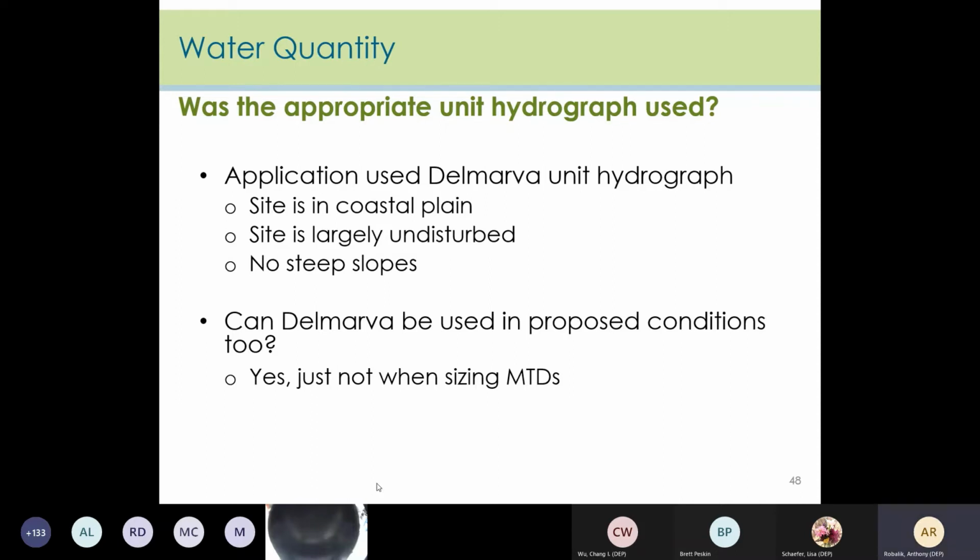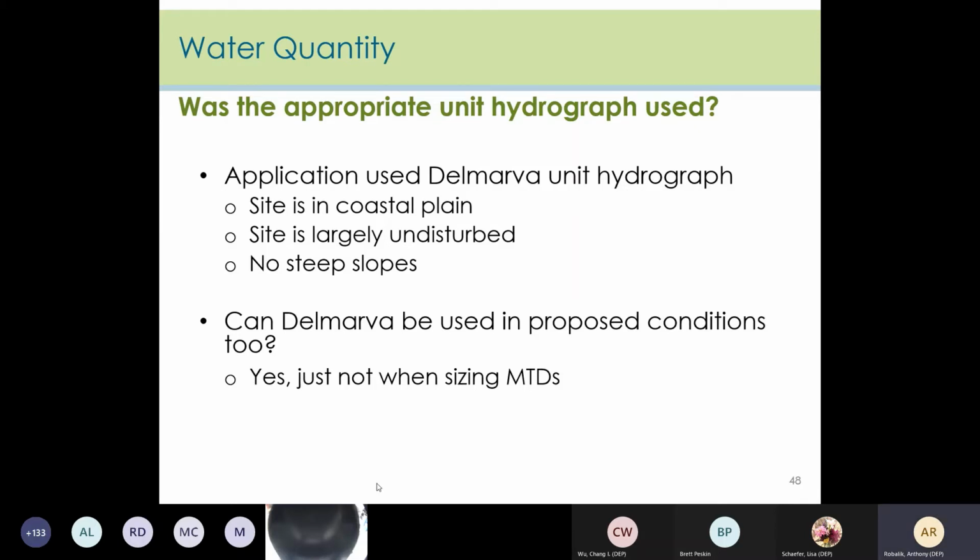And the only time I would accept someone not using the Delmarva in the coastal plain is if the site was completely paved already, or the watershed has slopes exceeding 10 or 20%, really steep slopes. In those rare cases, they could make the argument that the Delmarva unit hydrograph is maybe not applicable to their site. Otherwise, in the vast majority of sites in the coastal plain, you should be making them use the Delmarva unit hydrograph.